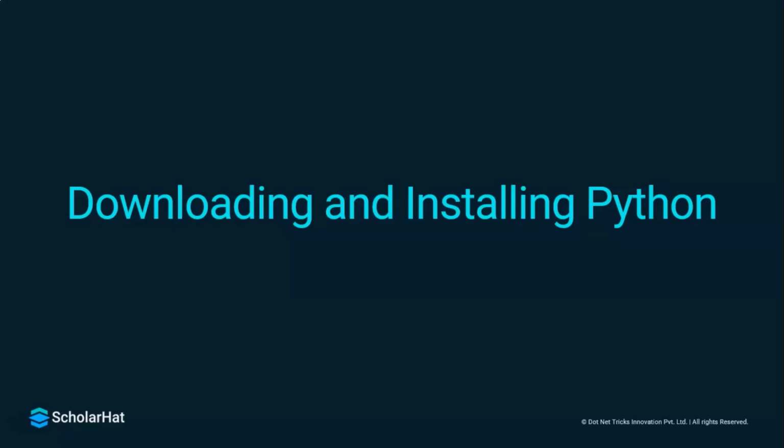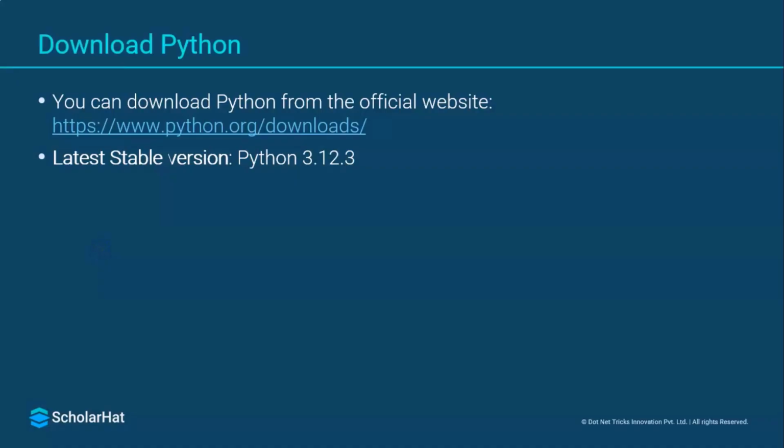Hi there. Today in this session we will discuss downloading and installing Python. Go to the official website python.org downloads. The site should automatically detect your operating system and provide the appropriate version for you to download. The latest stable version of Python is 3.12.3. Let's continue with the hands-on.